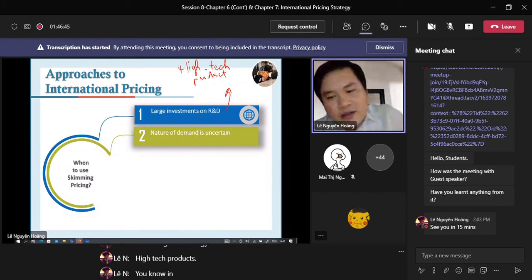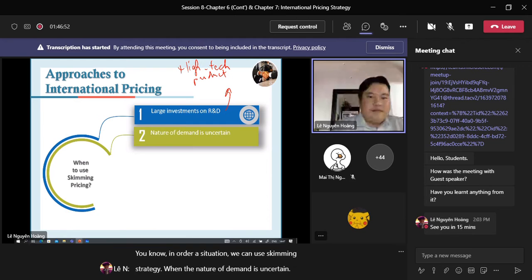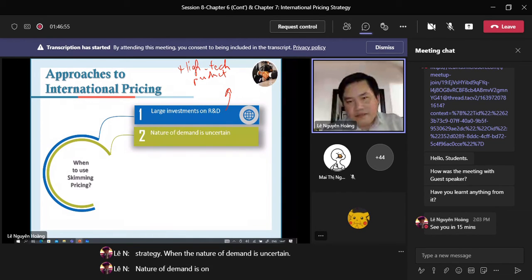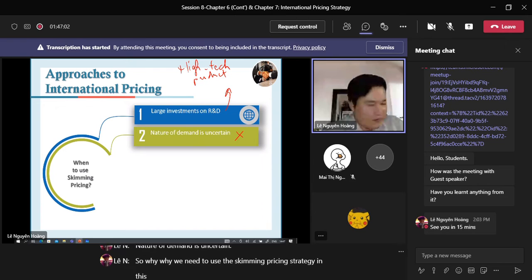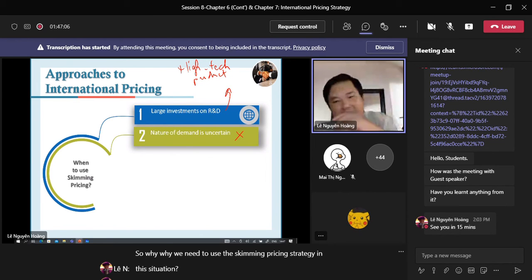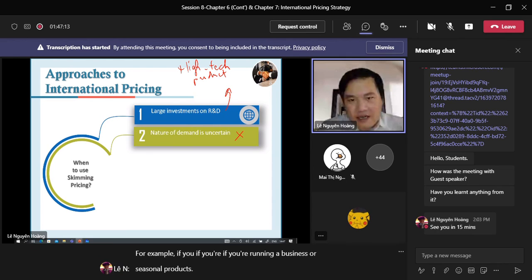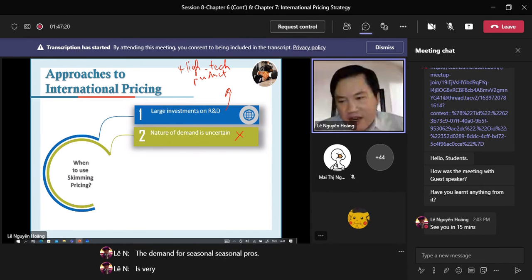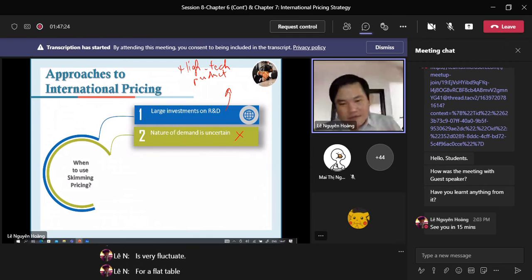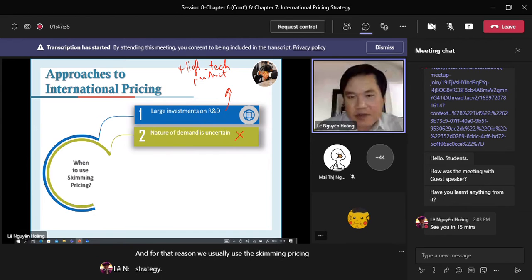In other situations, we can use the skimming strategy when the nature of demand is uncertain. So why do we need to use the skimming pricing strategy in this situation? For example, if you're running a business on seasonal products, the demand for seasonal products is very fluctuating. And for that reason, we usually use the skimming pricing strategy for our products.